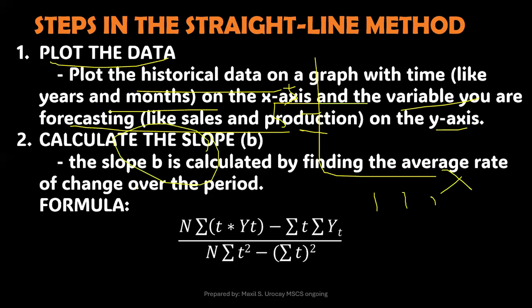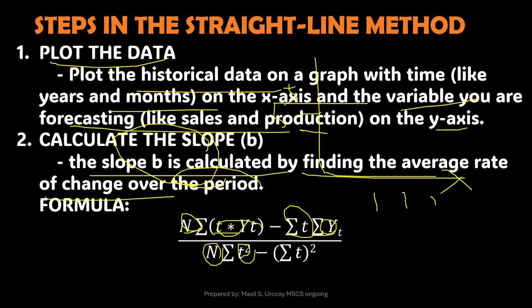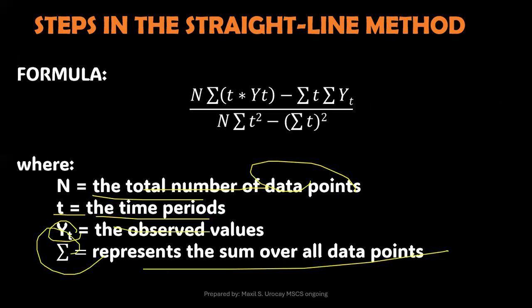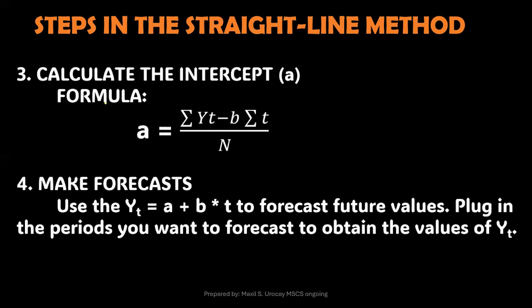Now, calculating the slope, where the slope is calculated by finding the average rate of change over the period, using this formula: b equals n times the summation of t times yt, minus the summation of t times the summation of yt, over n times the summation of t squared, minus the summation of t, all squared. Here n is the total number of data points, t is the time periods, yt is the observed values, and the summation represents the sum over all the data points. We'll deal with that one by one later in our example.